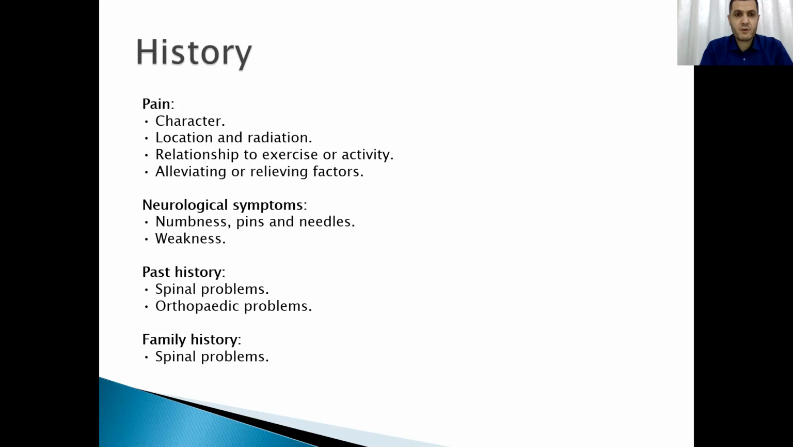Also, you have to ask about neurological symptoms like numbness, pins and needles, weakness. Past history: is this pain for the first time or does the patient have a previous history of spinal problems or any other orthopedic problems? Family history of spinal problems is also important.